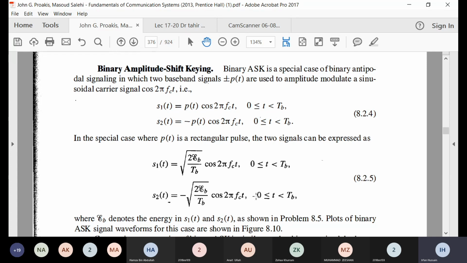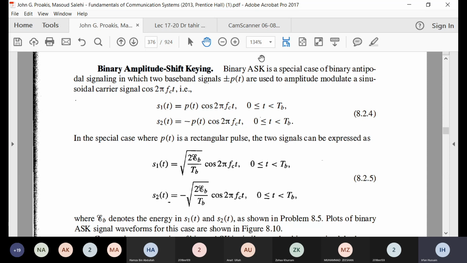Another scheme which is called binary amplitude shift keying. So this was not available in the notes, but was given in the book, so I said why not also cover this. And binary amplitude shift keying is actually based on the same binary antipodal or binary amplitude modulation. A little bit of difference is that you also have the carrier signal.